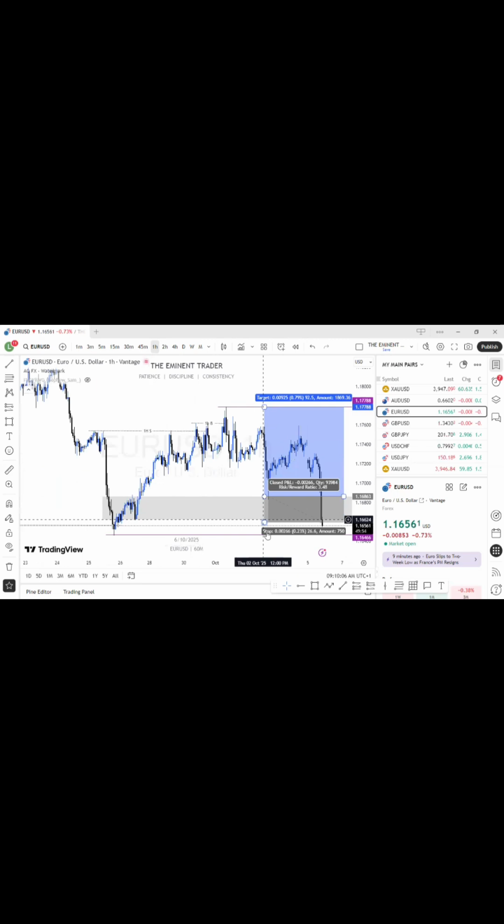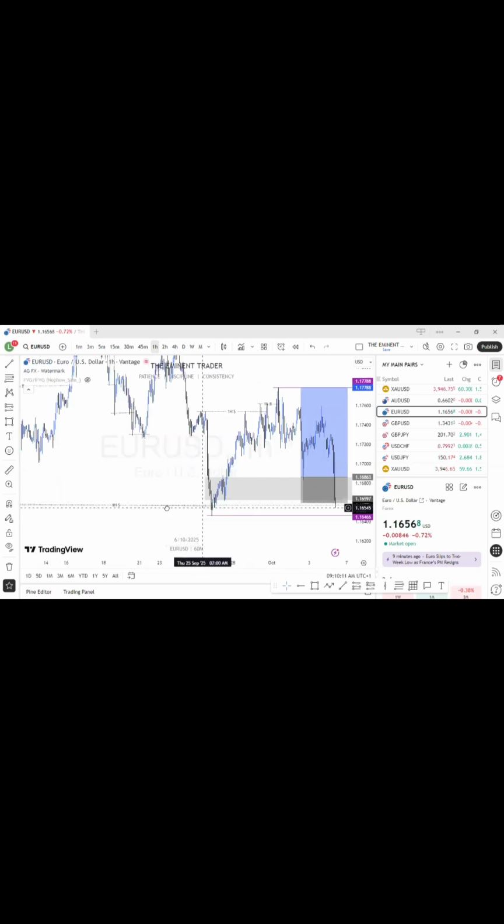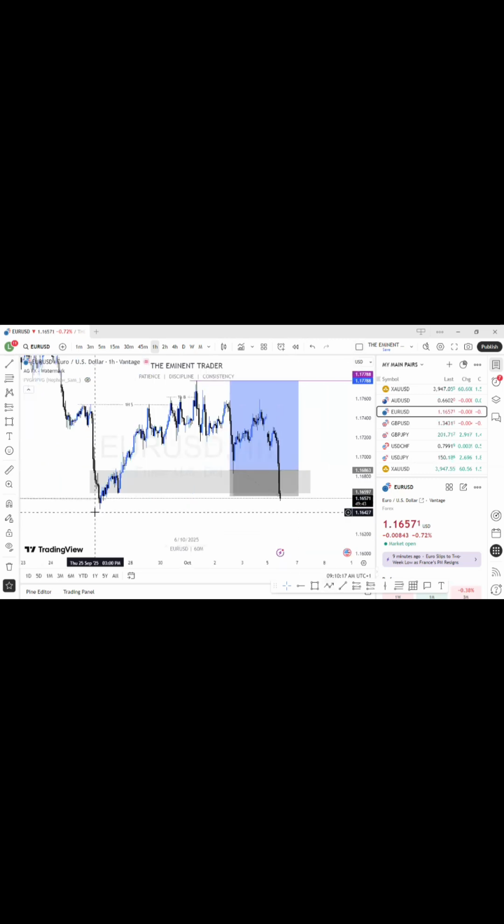Now it is looking most likely to break this protected low. And once it does this, it will create a very bearish momentum. So once this area is broken, you most likely have to start looking for sales. Why is it not clicking? So if this area gets broken, you most likely have to start looking for sales. So let me delete this first.